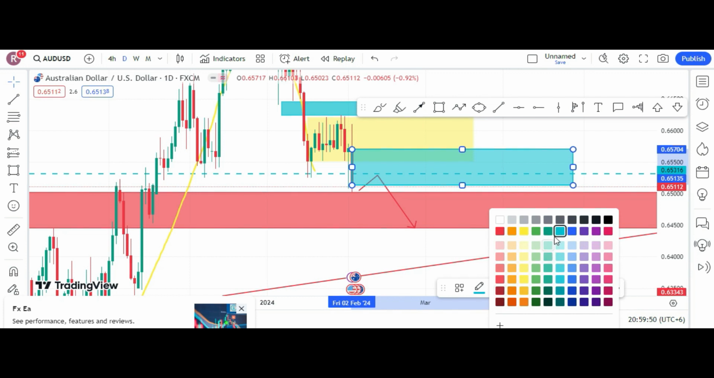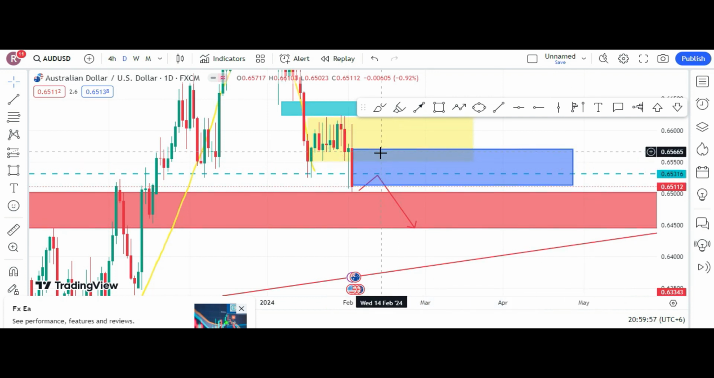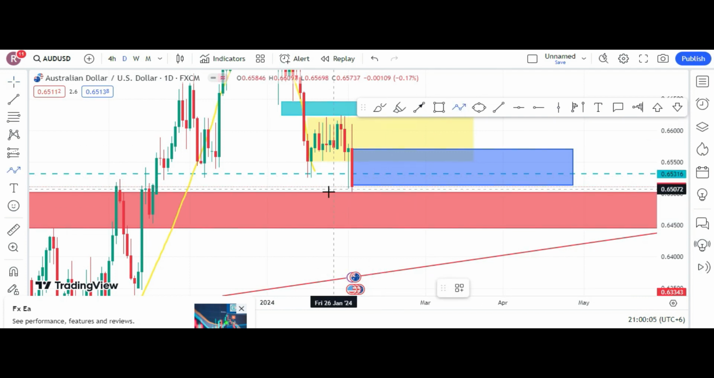So this is the area where the imbalance needs to be addressed, and once it is done, then it will move. Let's put it in a different way. I think I have not done the same. It will take out this liquidity, come back, retest, and go forward.